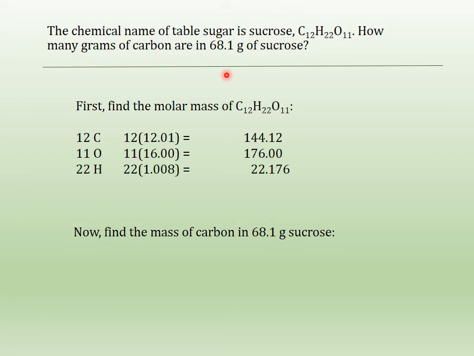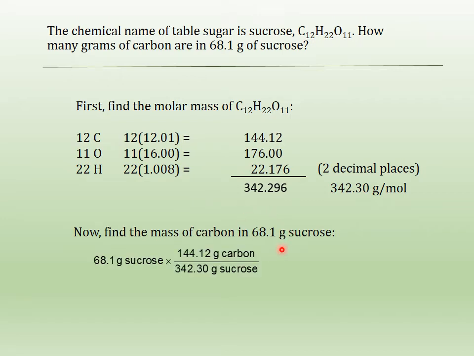So first of all, the molar mass, you do need that. So 12 carbons, 11 oxygens, 22 hydrogens, add that all together. You get a total mass of 342.296 grams per mole for sucrose. Now you have to find out the mass of carbon in 68.1 grams of sucrose. So you have to start with 68.1 grams of sucrose.